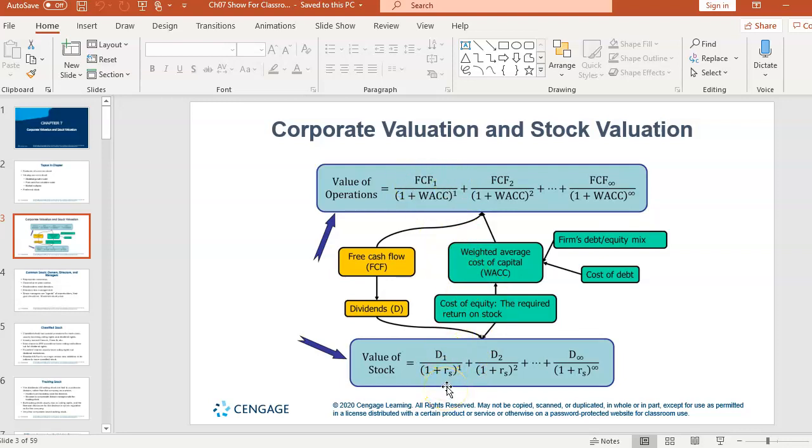So what I want you to recognize is both methods are valuing a company based on the present value of future cash flows. Not every company pays dividends, so the free cash flow method works for companies that don't pay dividends. The value of the stock one down here does work quite well when a company pays dividends.